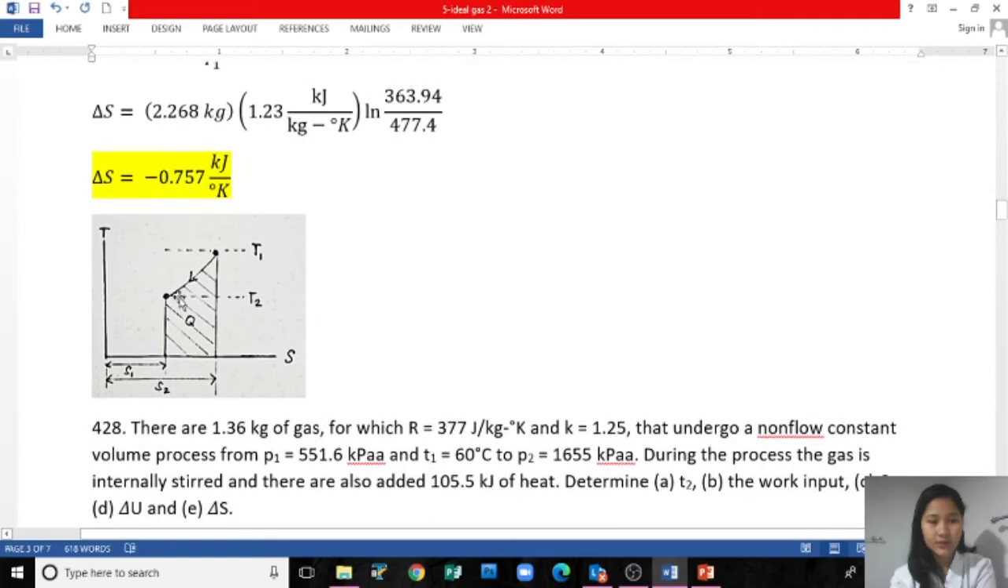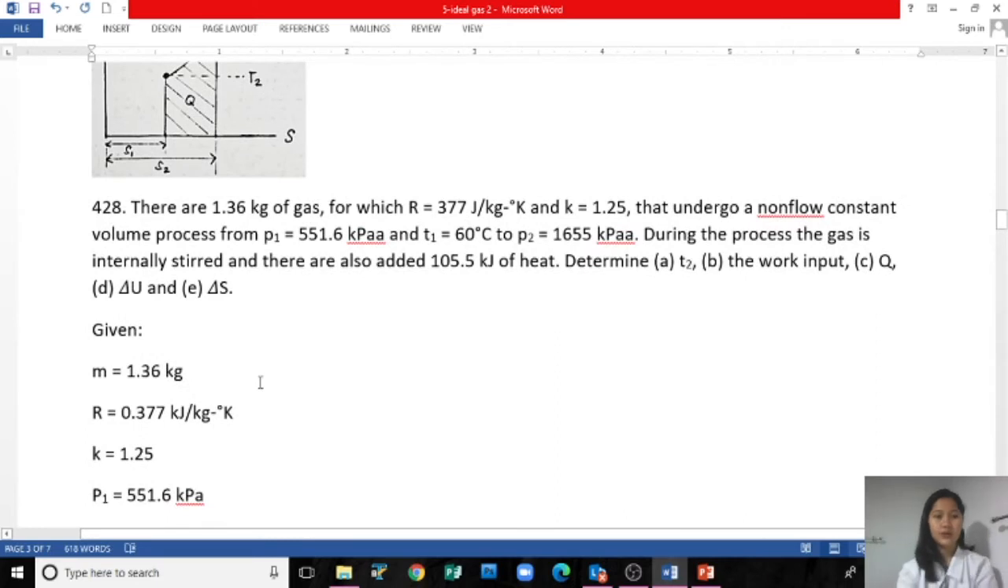And this is now the graph, the TS plane. As you can observe, from T1, or the temperature, there is a decrease in temperature. From T1 here, there is a decrease in temperature to T2.